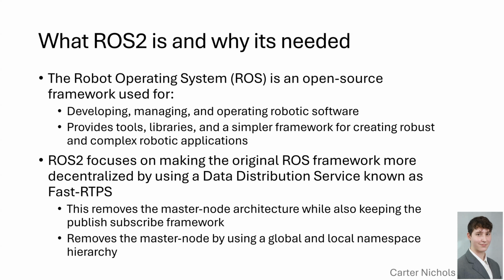And so ROS2 is the second version of ROS, and it focuses on making the original ROS framework more decentralized by using a data distribution service. There are many different kinds of data distribution services, but the one that ROS2 Foxy uses, which is the distro we're using, is Fast RTPS. This removes the master node architecture while keeping the publish subscribe architecture, making it a common framework that people are used to. And it takes advantage of something called the global and local namespace hierarchy, which is also very pertinent for decentralized systems.